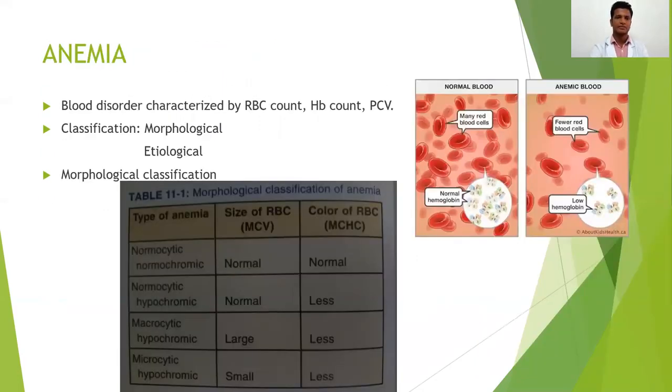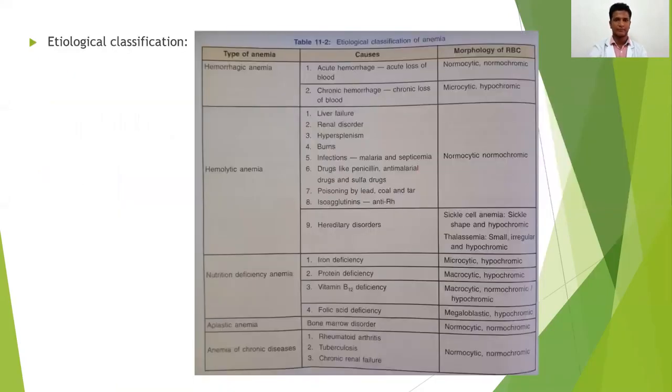Coming to anemia: a blood disorder characterized by a decrease in RBC count, Hb count, and PCV. Classification of anemia is mainly based on morphological classification and etiological classification. Morphological classification of anemia: in normocytic normochromic anemia, the size of RBC is normal and the color of RBC is normal. Normocytic hypochromic anemia: the size of RBC is normal and the color of RBC is less. Macrocytic hypochromic anemia: the size of RBC is large and the color of RBC is less. Microcytic hypochromic anemia: the size of RBC is small and the color of RBC is less.